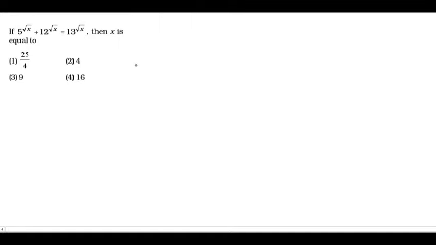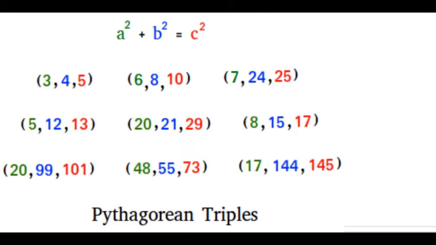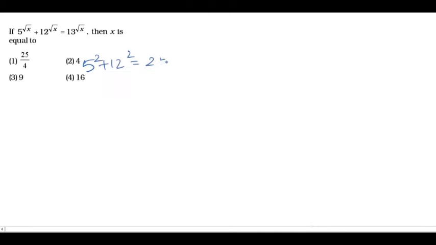5 power root x plus 12 power root x is equal to 13 power root x. Then what is the value of x? Well, if you practice enough problems, you can actually say these numbers 5, 12 and 13 are Pythagorean triplets of a right angle triangle. So actually 5 square plus 12 square is 25 plus 144, that is 169, that is 13 square, yeah, that is 4.